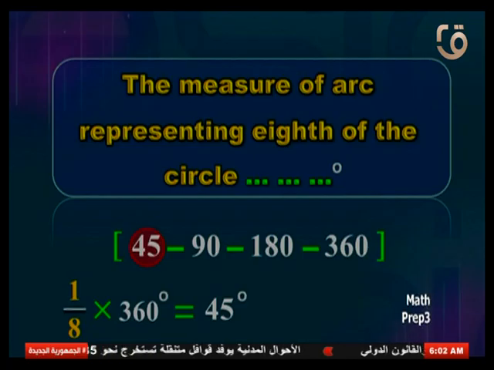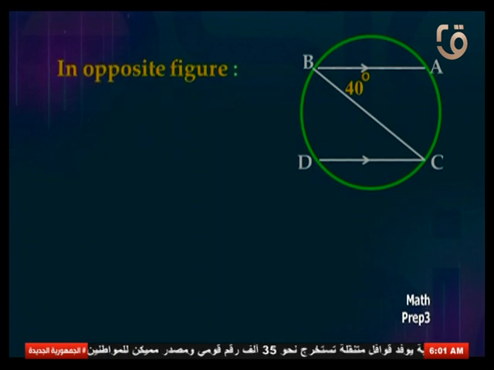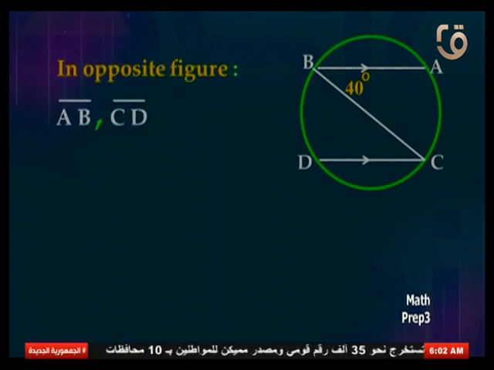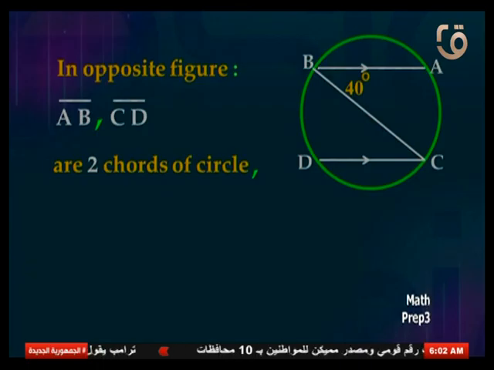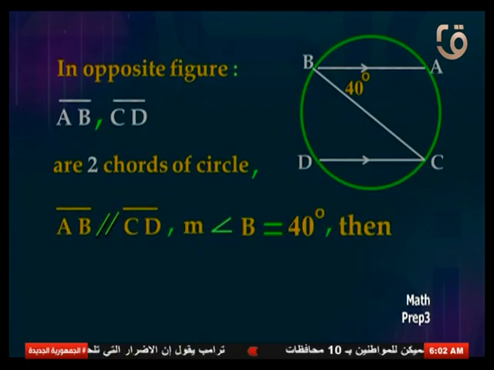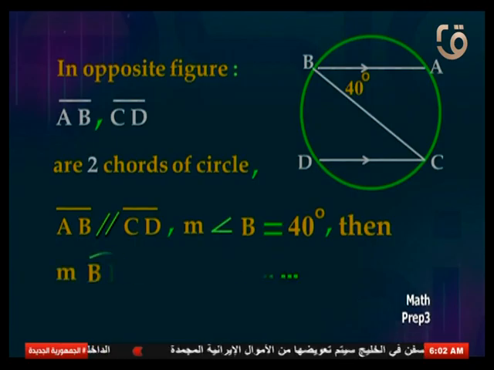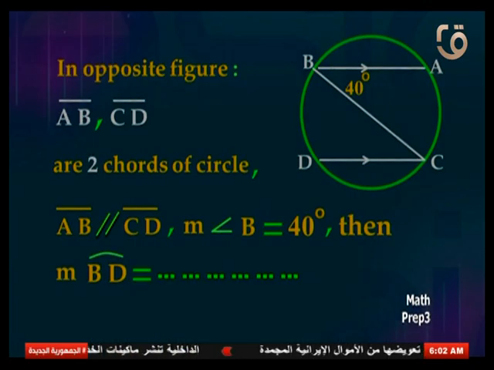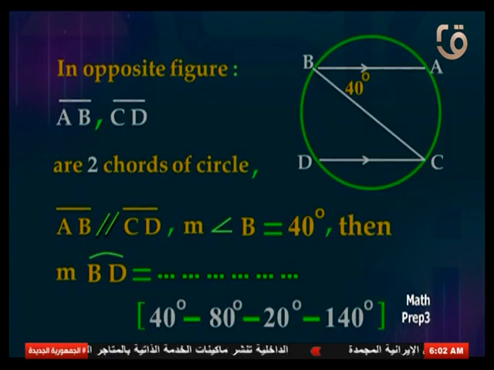Another example. In the opposite figure, AB and CD are two chords of the circle. AB is parallel to CD. Measure angle B is 40 degrees. Then measure BD arc equals what? Is it 40 degrees, 80 degrees, 20 degrees, or 140 degrees?